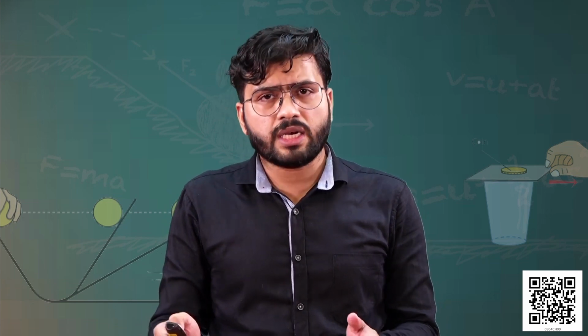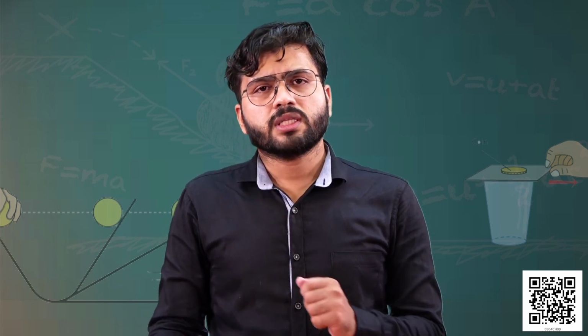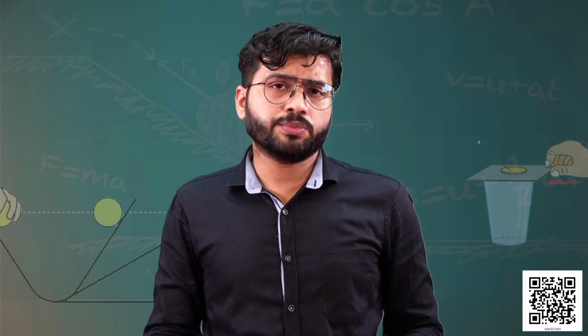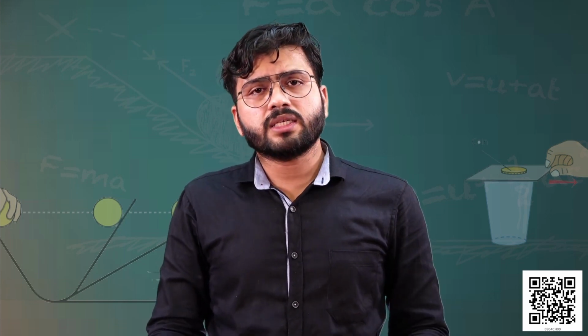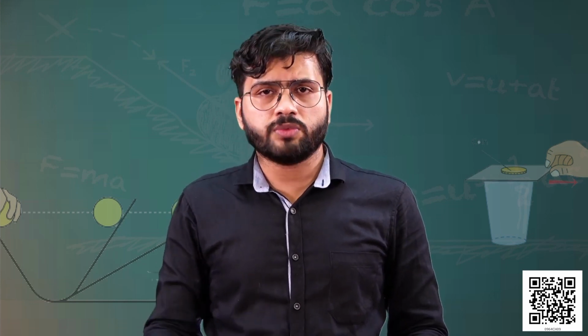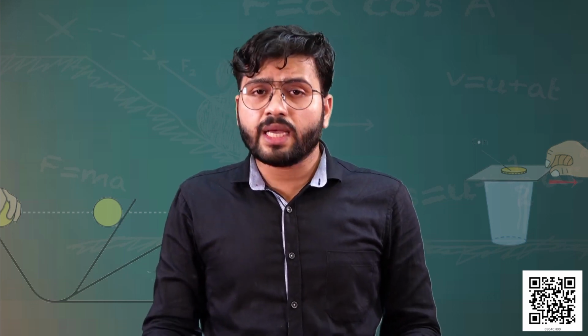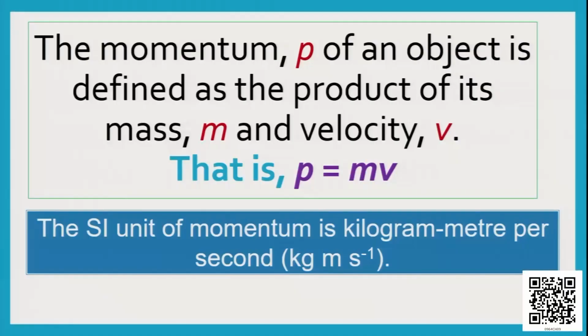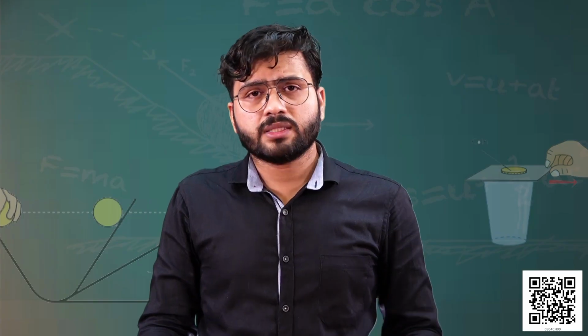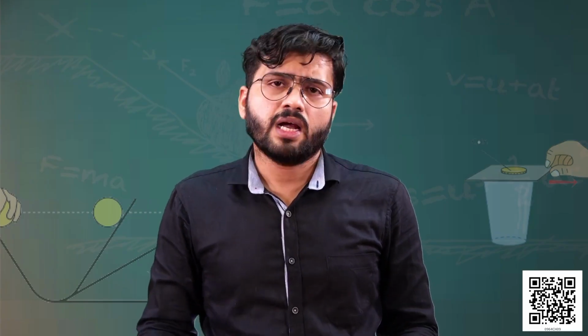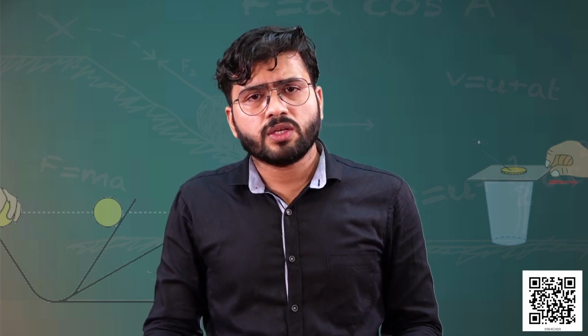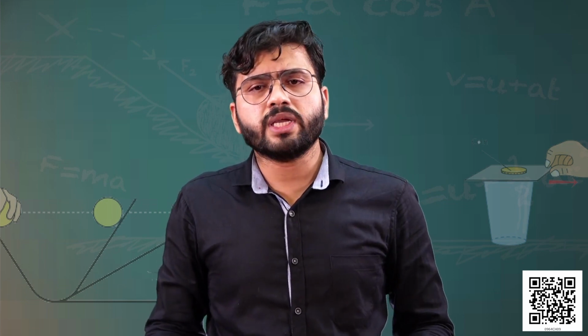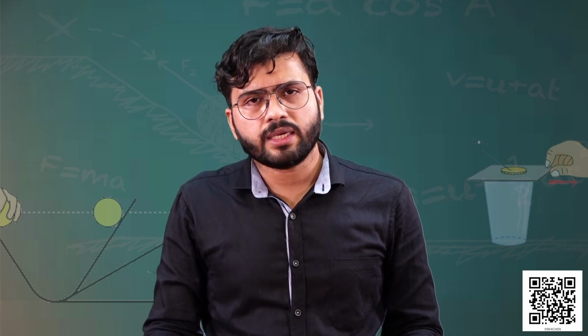Magnitude means that amount, and the direction of the momentum of that object will always be in the direction in which the velocity of the object is. And what is the SI unit of momentum? The SI unit of momentum is kilogram meter per second, because for mass the SI unit is kilogram, and for velocity it is meter per second. So, the SI unit of momentum will be kilogram meter per second.